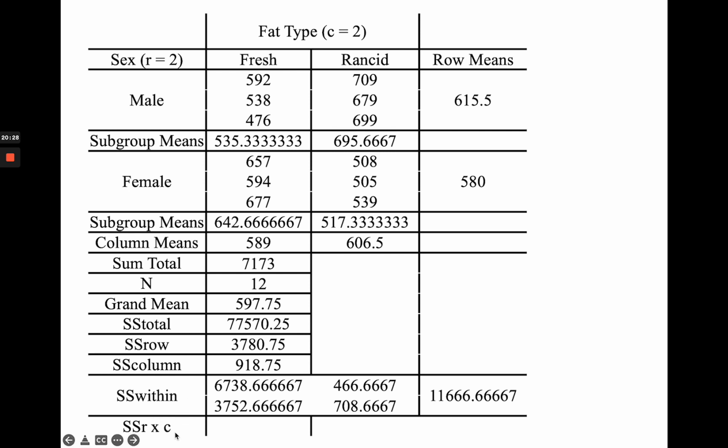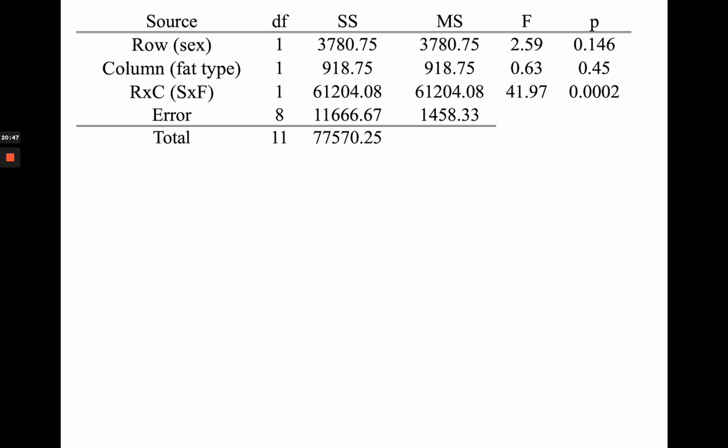So now you have to calculate the row by column interaction, the interaction between sex and fat type, and you do it the same way. Take the sums of squares total, subtract the row, subtract the column, subtract within, and that should give you 61,204. Take these results and put them into the ANOVA table, and what you find is that there is no effect of row, there is no effect of column, so there's no effect of sex, there's no effect of fat type, but now the interaction term is significant, and it's the exact same thing as it was before. It's just rearranged because we rearranged the data.